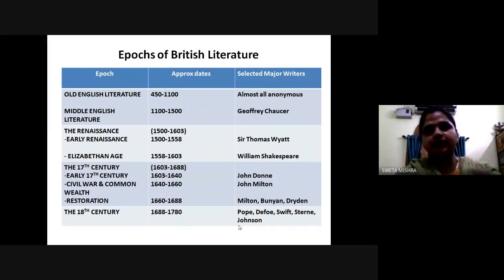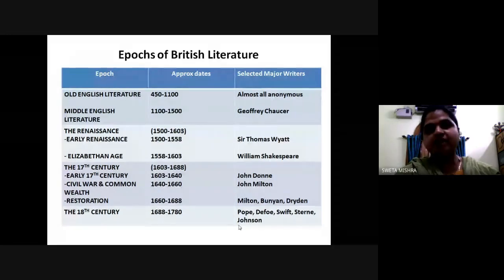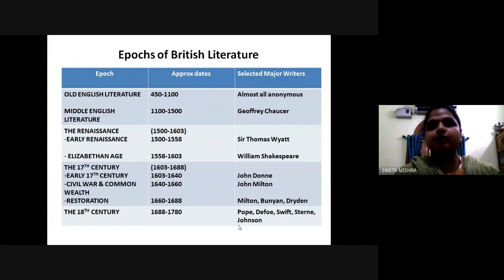Now I will give you a brief idea about the epochs, the different periods. Epoch is defined as the periods of British literature. You all know that the history of English literature began with Old English literature, approximately from 450 to 1100. During that period, almost all the writers were anonymous. We don't know the exact names of the authors. After Old English literature comes Middle English literature, from 1100 to 1500. There was only one major writer we can say, Geoffrey Chaucer, because Middle English literature was also known as the age of Chaucer.